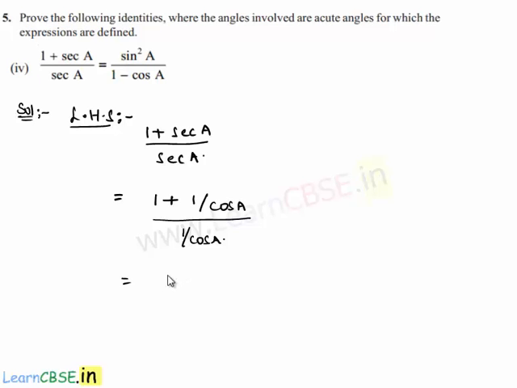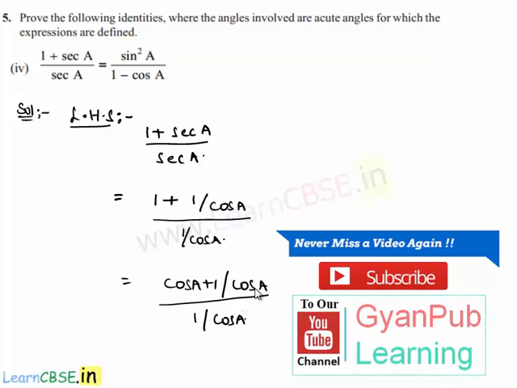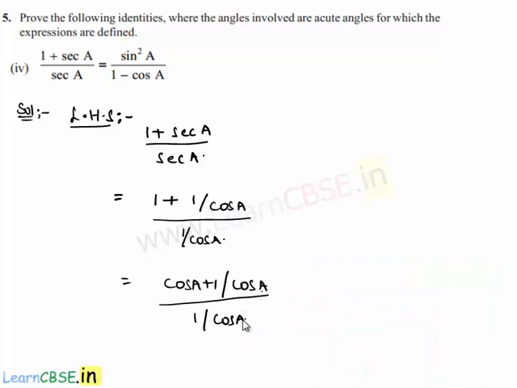which is equal to, let us take cos a as LCM in the numerator, then we get (cos a plus 1) in the numerator divided by cos a, whole divided by 1 by cos a. Here in the denominator of the numerator we have cos a as common, so these two will be cancelled, and finally we are just left with cos a plus 1, which can be written as 1 plus cos a. So here the simplified form of the left hand side is 1 plus cos a.